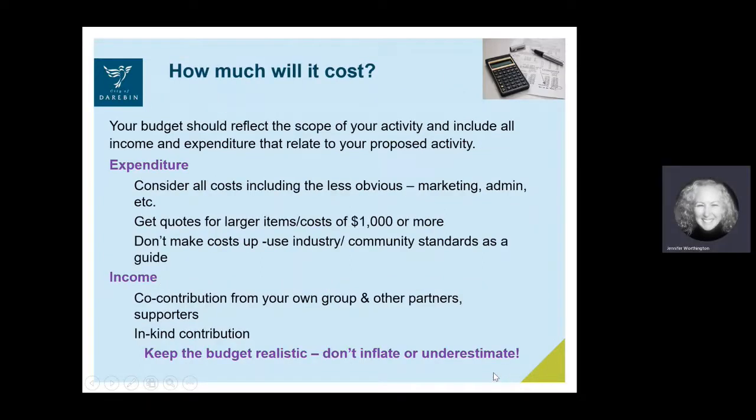How much will it cost? So the budget should reflect the scope of your activity, and also consider all the costs, including the less obvious, like your marketing and admin time. Get quotes for larger items of costs that are $1,000 or more, and use community local standards as a guide for the average costs of things. You can also include screenshots of catalogs or screenshots of stores online to demonstrate the standard costs for things.